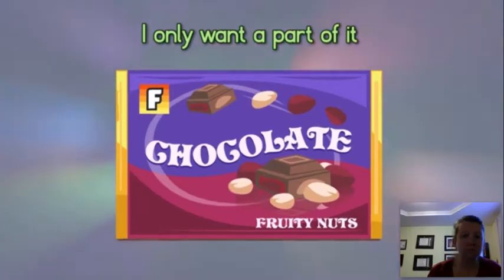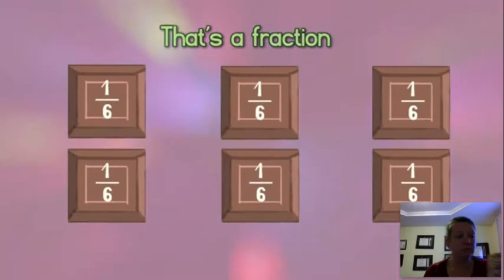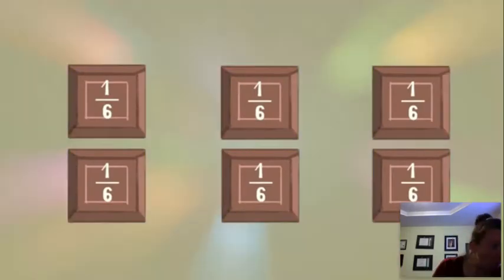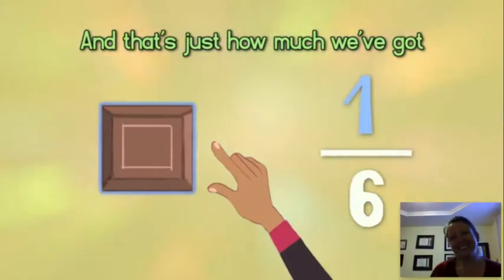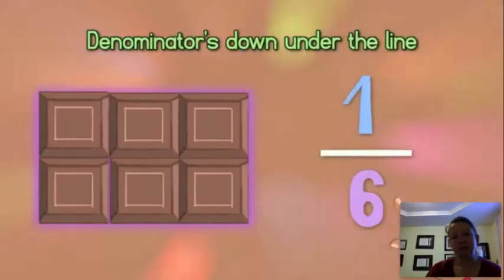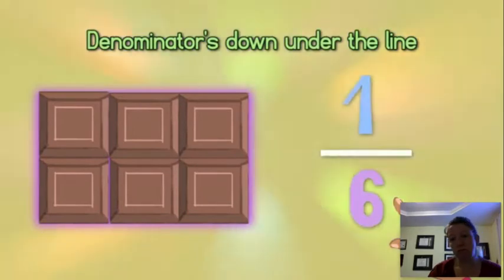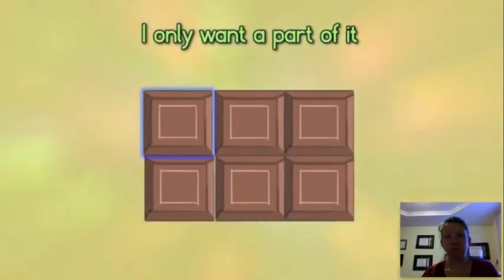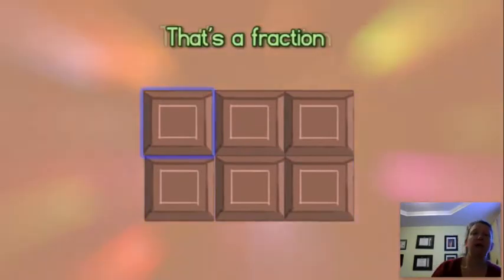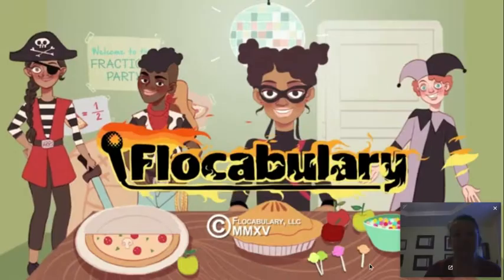I only want a part of it. That's a fraction. The numerator's way up top, and that's just how much we got. Denominators down under the line. Equal parts we can find. Only want a part of it. That's a fraction.